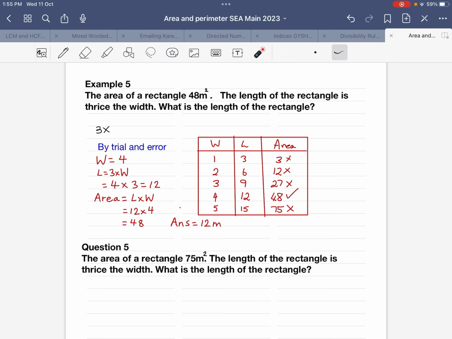Right, so we try different numbers for the width and the length until we get the area. So question 5 is similar, so let's try question 5. You can pause the video, and then when you are finished, you can unpause the video.